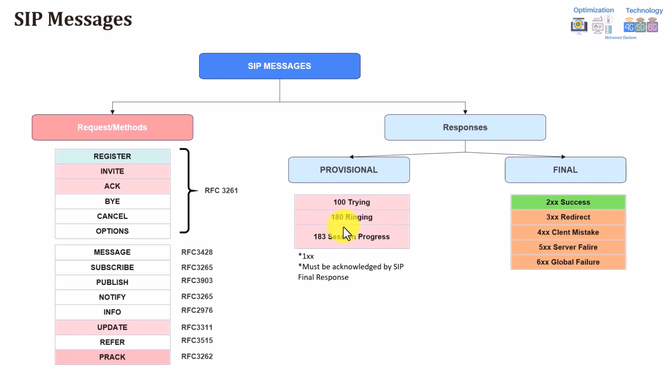And now let's go quickly through the provisional messages as well. For example, this 100 trying is usually sent by the server. If the user sends a SIP invite, it will be responded to with 100 trying, telling him, please don't send a new request.